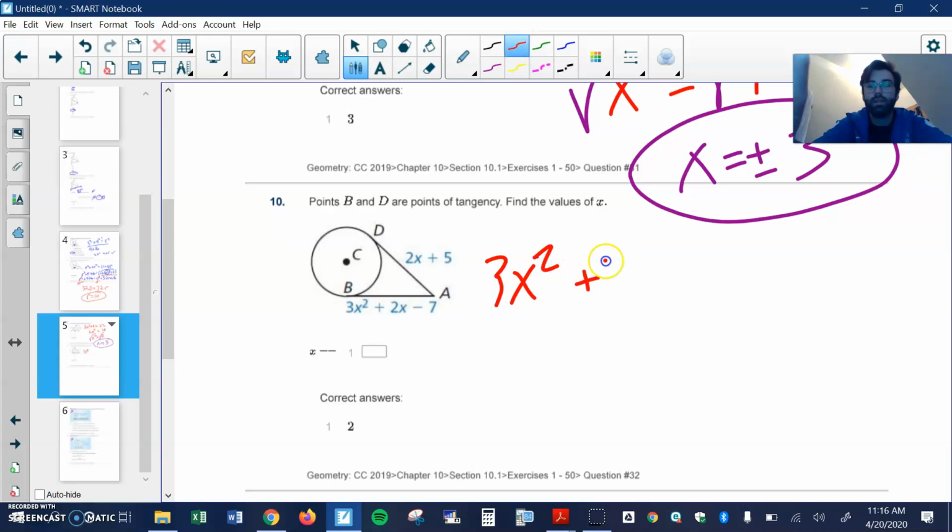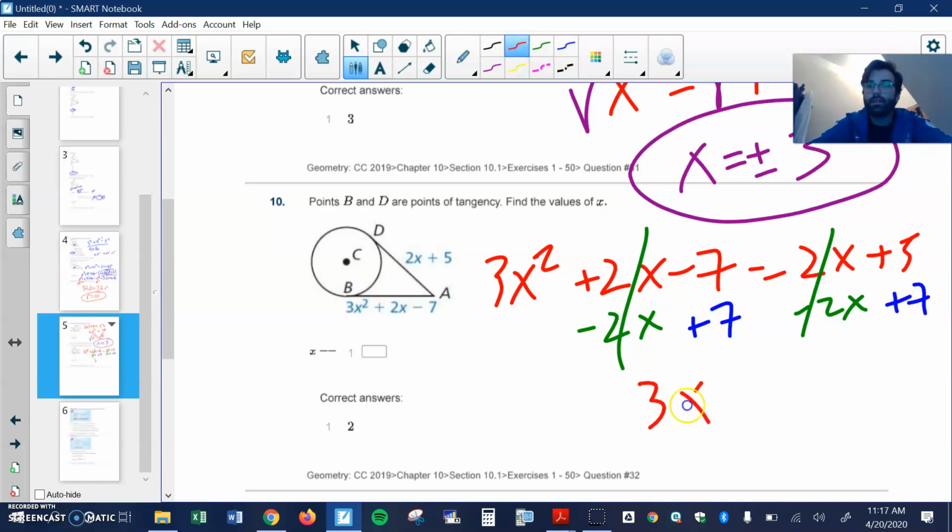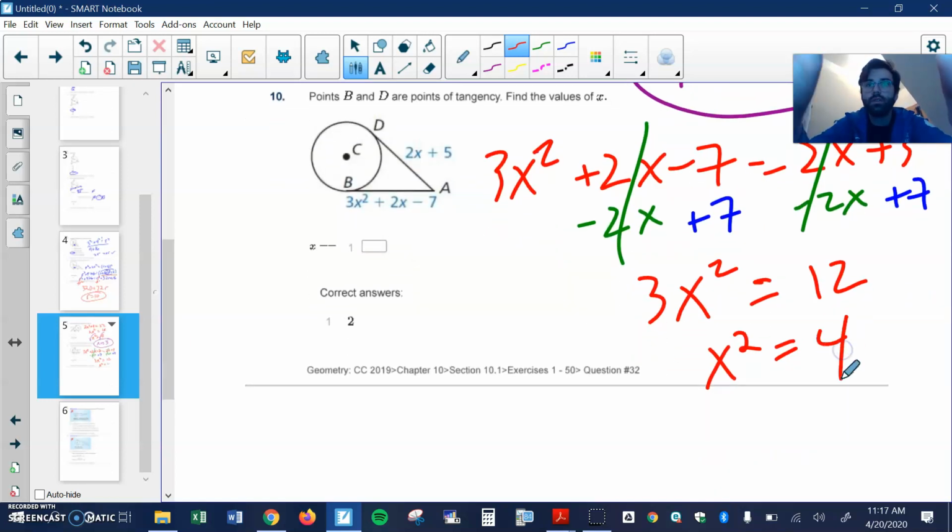3x squared plus 2x minus 7 equal to 2x plus 5. All right, well, my 2x's, hopefully you can see those are going to cancel. And then I'm going to add the 7 over to get 3x squared equals 12. Remember, you have to divide the 3 first to get x squared equals 4. Square root both sides, x equals plus or minus 2.